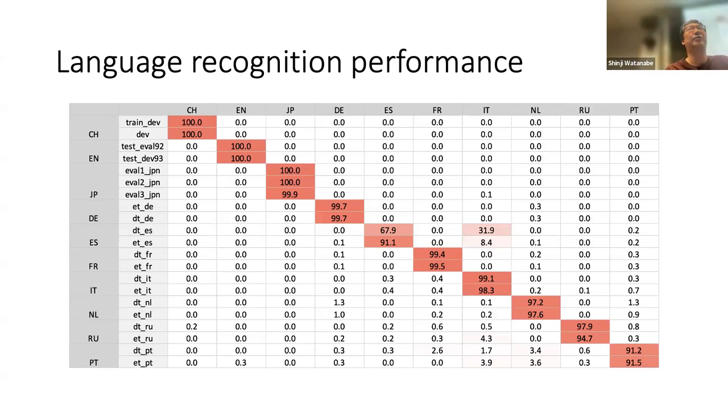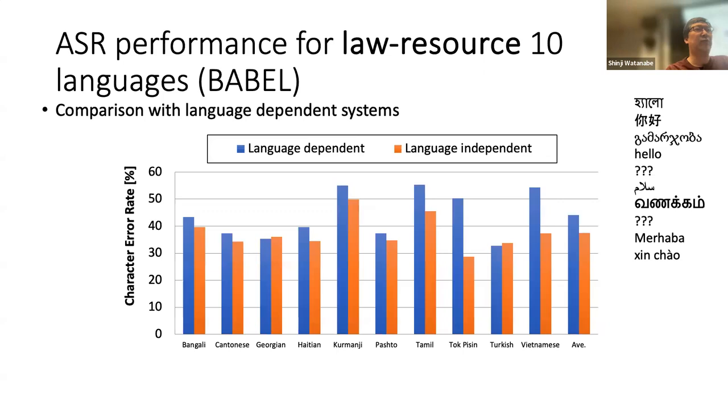In most of the cases, the language ID is very easily well estimated, except for some cases like Spanish and Italian, where there are some errors. But I heard they are kind of difficult to distinguish, so this result is not very bad considering the language similarity between Spanish and Italian. And after that, we also applied it to the low resource languages.